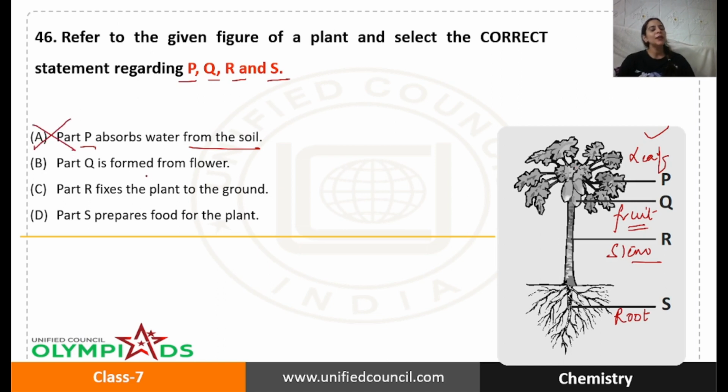It makes food. It doesn't absorb water. So the statement is wrong. Part Q is formed from flower. Yes, fruit is formed from flower. So that means it is correct.